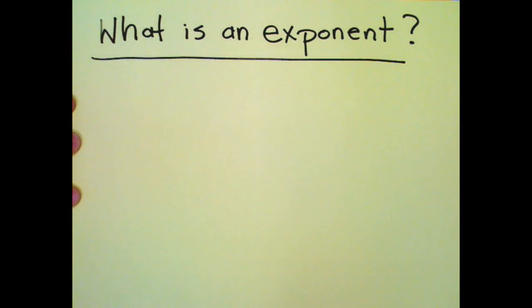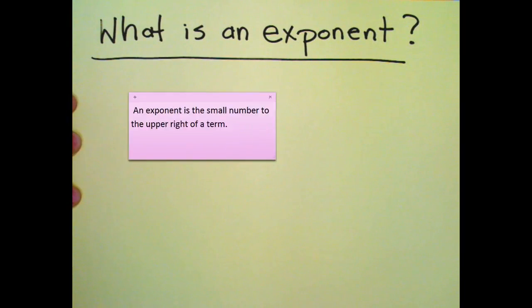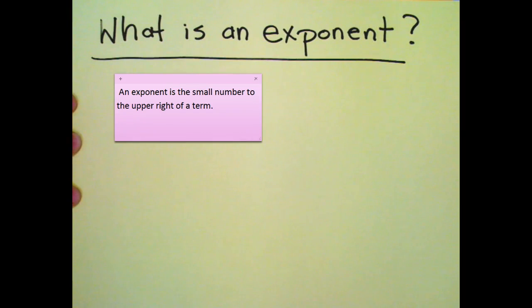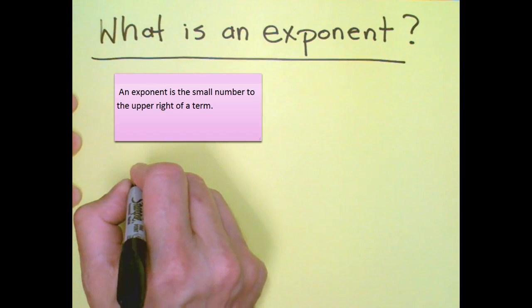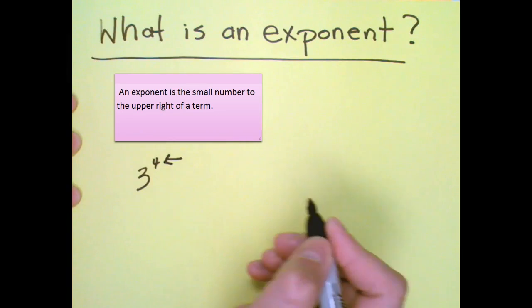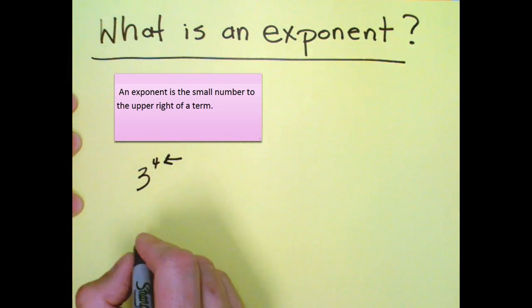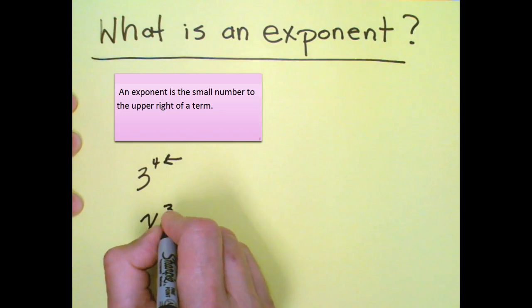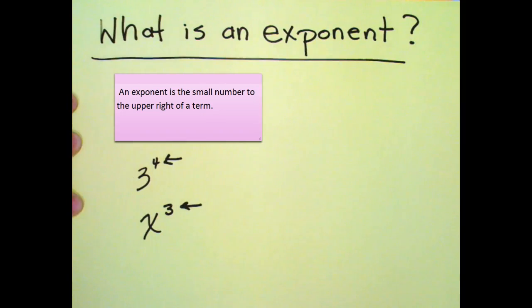So before we begin diving into our learning goals, I want to take a quick look at what is an exponent, just to make sure we're consistent and everybody's on the same page with vocabulary. So here's what an exponent is. An exponent is the small number to the upper right of a term. So if we have something like 3 to the 4th power, that 4 is the exponent. And if we have something like x to the 3rd power, that 3 represents the exponent. Okay?